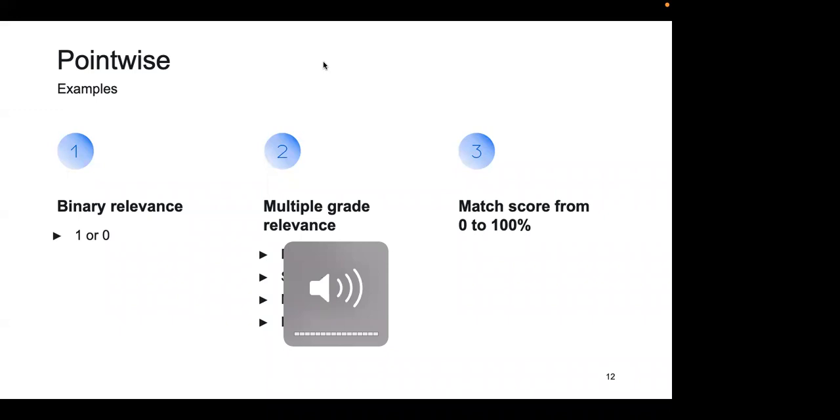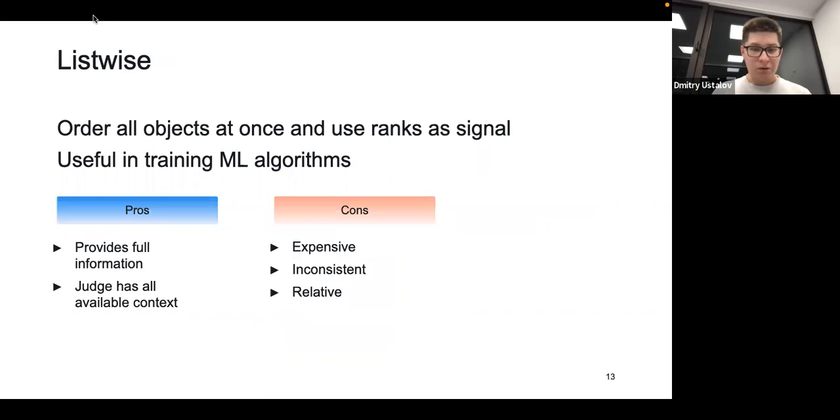Well, great. So let me continue then. You can use different notions of relevance to indicate the relevance of your system. But point-wise relevance is very low resolution. So people started to invent more sophisticated approaches. One of the approaches is called list-wise, in which you instead order all objects at once and you try to use ranks as a signal. And it's very useful in training machine learning algorithms.